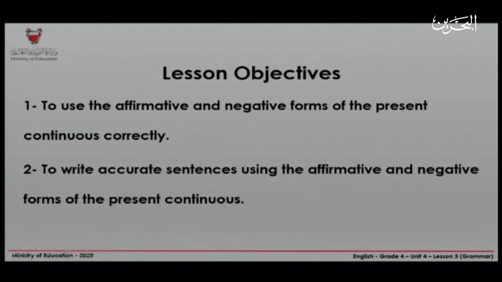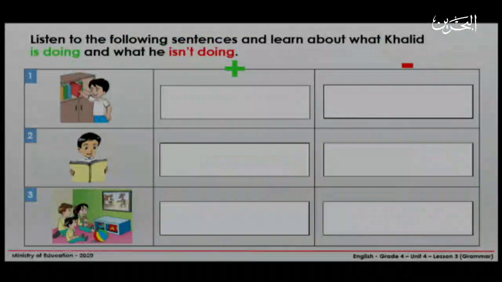By the end of today's lesson, you are going to be able to use the affirmative and negative forms of the present continuous correctly and write accurate sentences using the affirmative and negative forms of the present continuous. Let's recall the structure of present continuous. Let's read the following sentences and learn about what Khalid is doing and what he isn't doing.